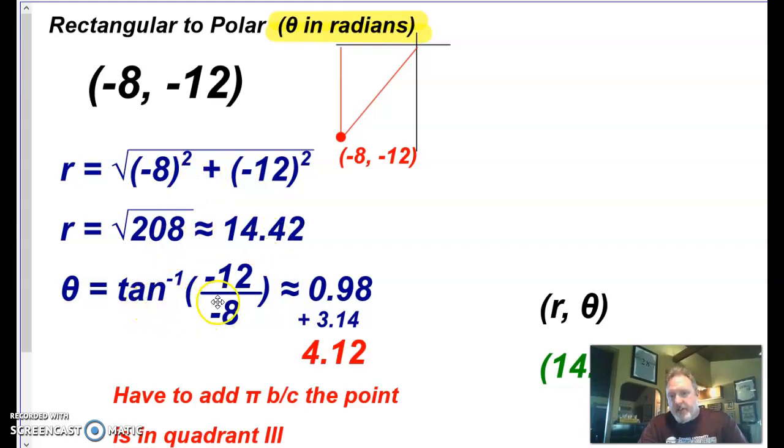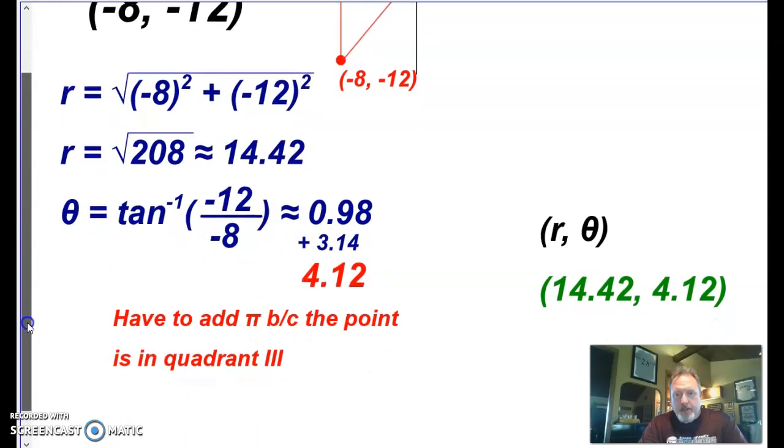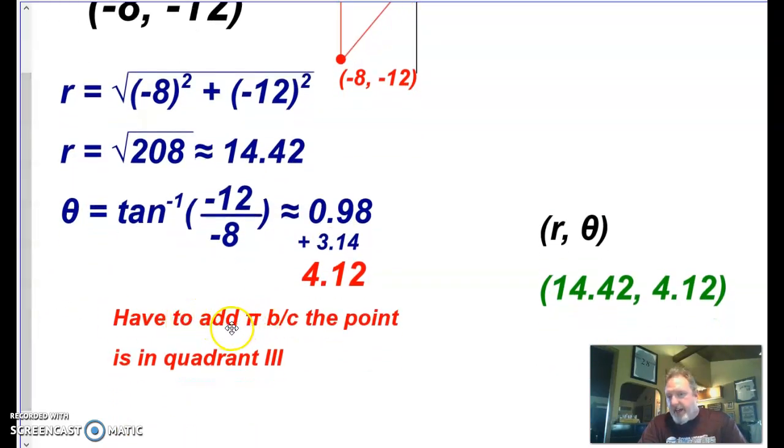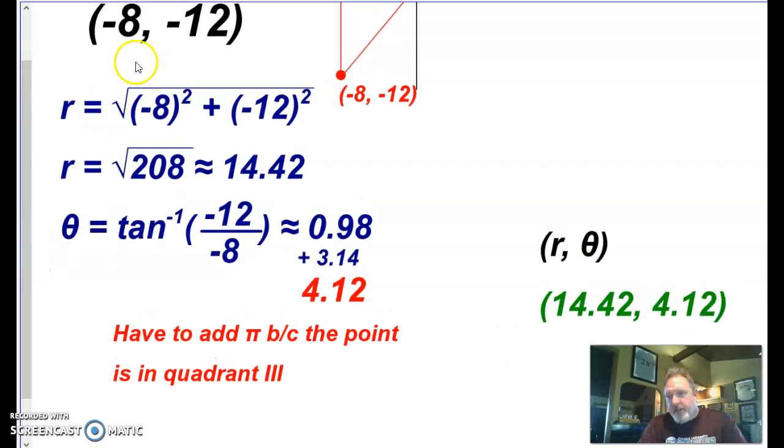Take my inverse tangent. Again, make sure you're in radians. And I get 0.98, but that's a quadrant 1 value, so I have to add pi to that. So the correct answer is 4.12. And again, just a reminder here, we had to add pi because our point's in quadrant 3. So here is my polar coordinate, r and theta, that is the equivalent to this rectangular coordinate, -8, -12.